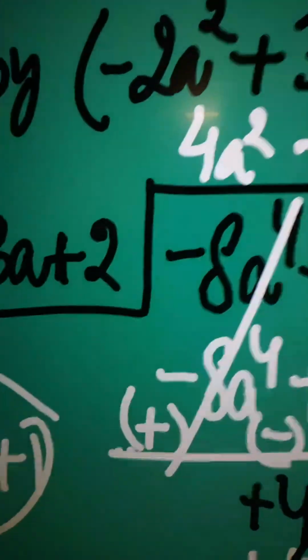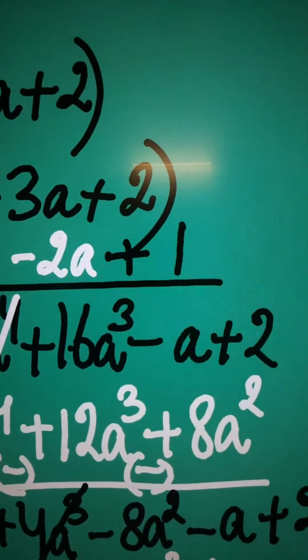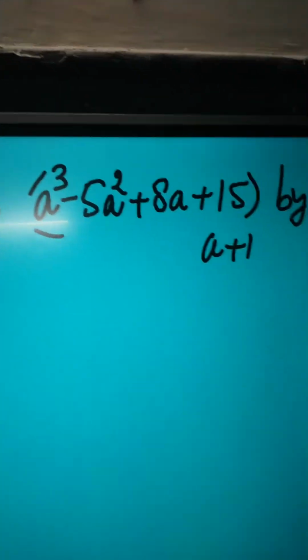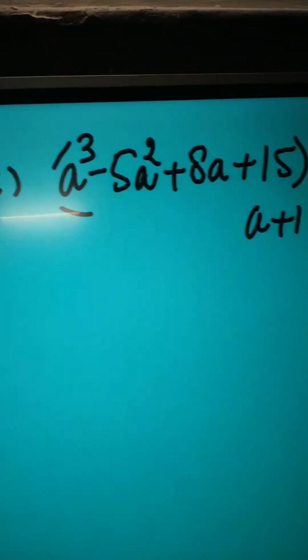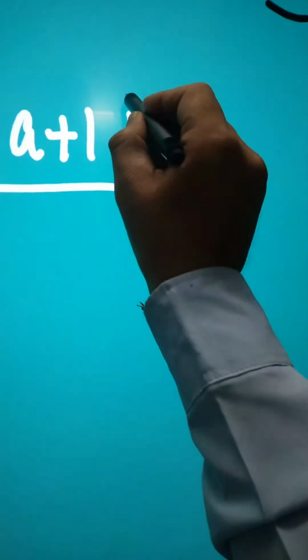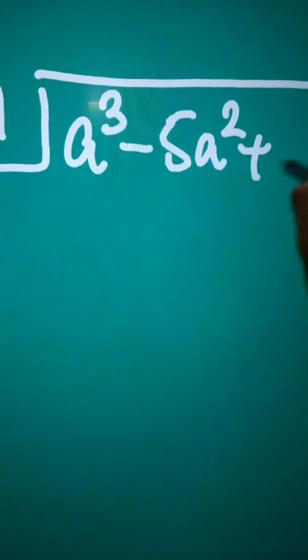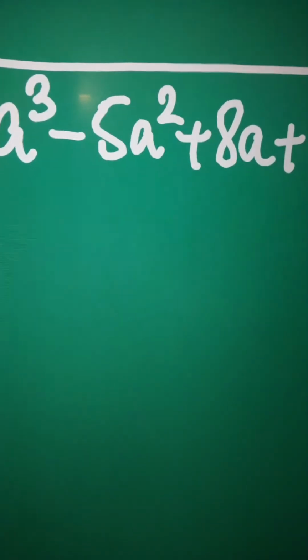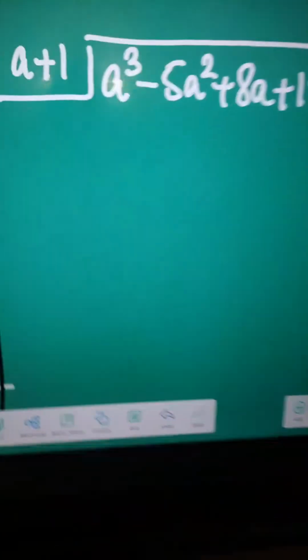In the next question, the same method is there, but it is given that there is some remainder coming. So this is the question. Question number 4a: divide a cube minus 5a square plus 8a plus 15 by a plus 1. So let's see how you divide. How will you divide?